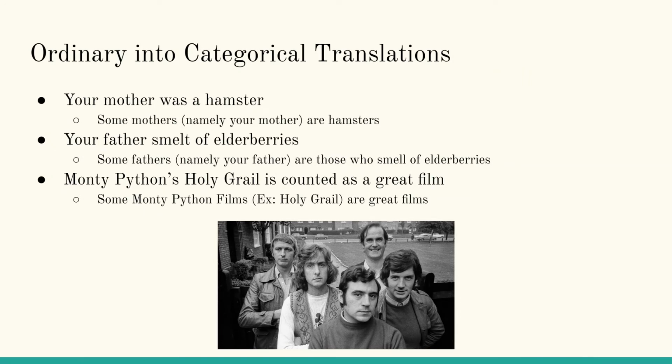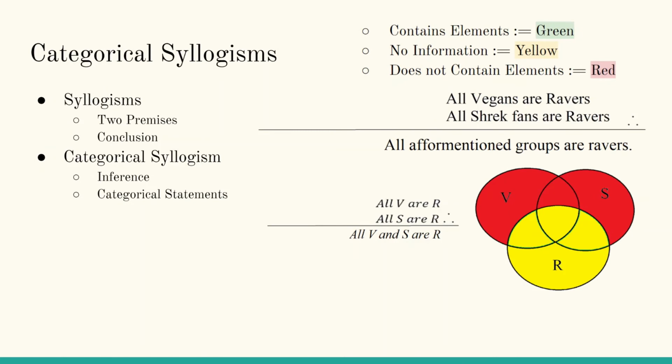Ordinary statements can be translated into categorical statements. For example, the statement "Monty Python's Holy Grail is counted as a great film" translates to the categorical statement "some Monty Python films, for example the Holy Grail, are great films." Syllogisms are inferences with exactly two premises and a conclusion. Categorical syllogisms are inferences constructed from categorical statements. For example, all vegans are ravers and all Shrek fans are ravers. We can deduce all of the aforementioned groups are ravers.